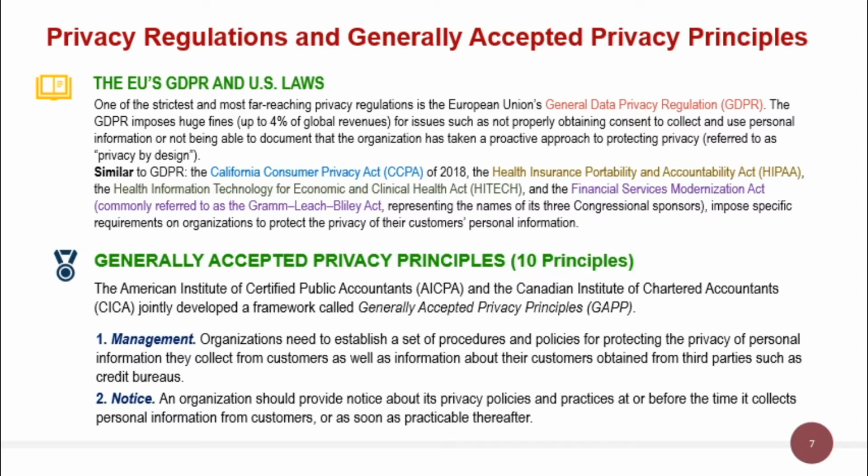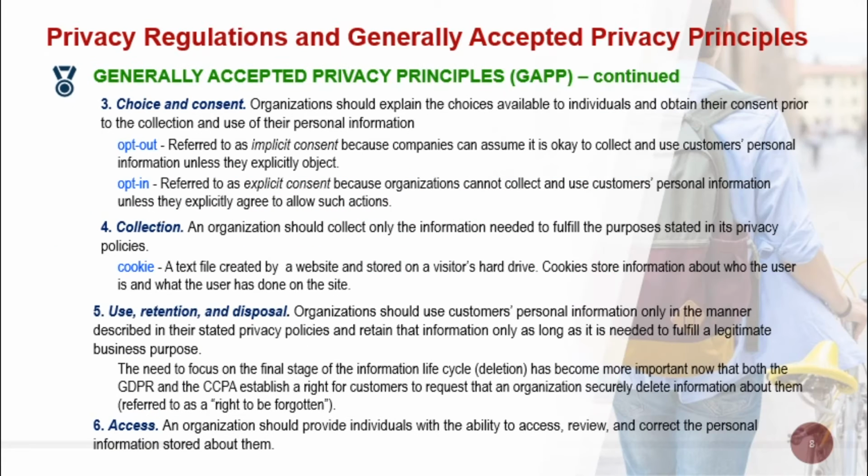And then notice. The organization must provide notice about their policy in practicing and collecting personal information from the customer. Maybe you can see it when you open or subscribe to a website. There is an agreement, and inside the agreement, if you read it all, it is about how companies will protect and give notice about your customer information.